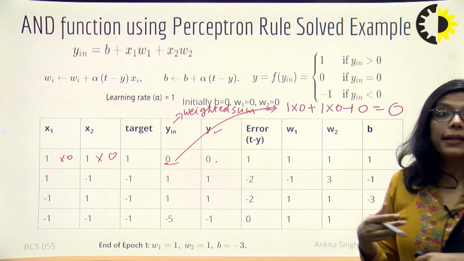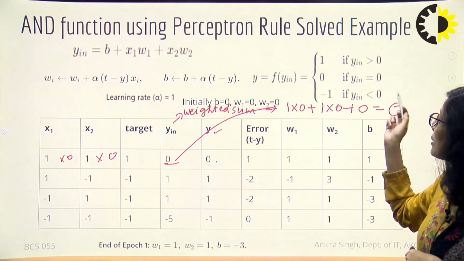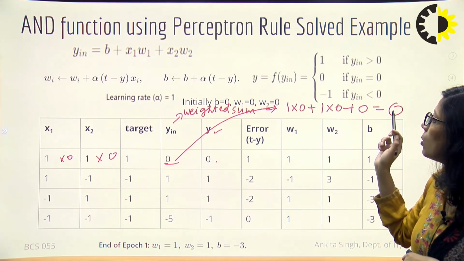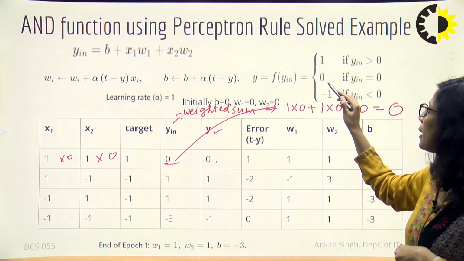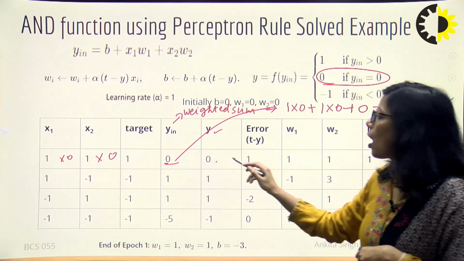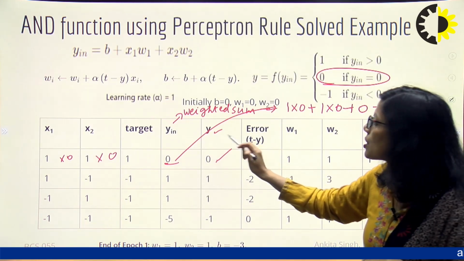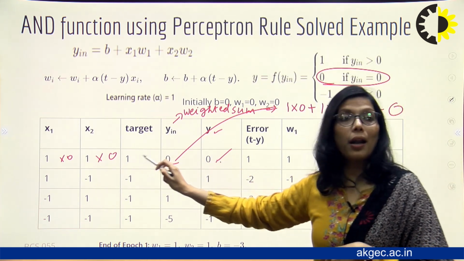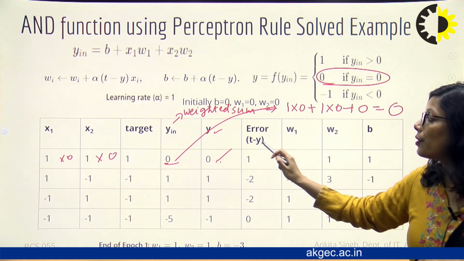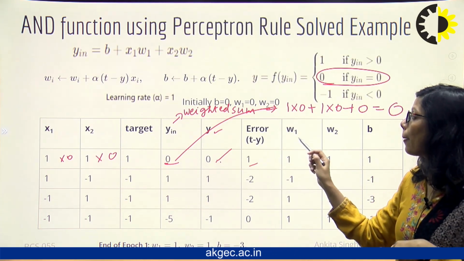Now I applied the step function. My step function says if my Y in is equal to 0, the output will be 0. Okay, this condition will happen. Now output is 0 by applying the step function. This is the weighted sum, and this is after applying the step, the actual output. Now I should get 1, but I got 0. So the error, t minus y, is 1. Now I have to update my weights.